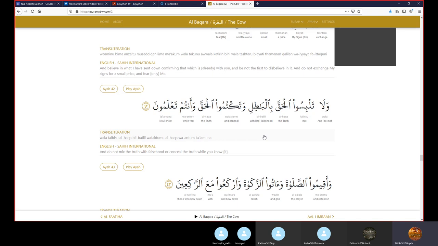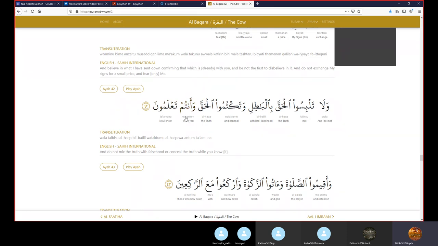This is like batil, right? So it means this is something that is not prescribed, something which is false. Wa taktumu, and conceal. So do not mix the truth with falsehood, and conceal al-haq, the truth. Wa antum, wa is and, antum, you, ta'lamun, you know. So you all know. Here it refers to plural, and antum refers to plural as well.